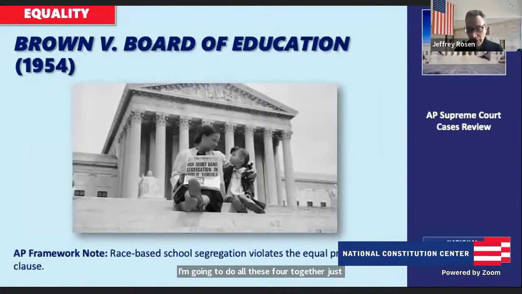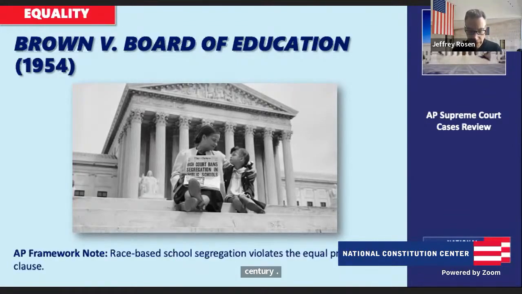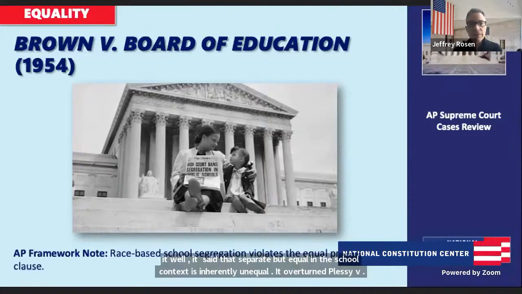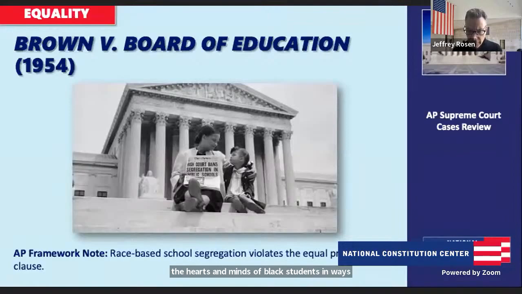Okay, Brown, perhaps the most important case of the 20th century. You know it well. It said that separate but equal in the school context is inherently unequal. It overturns Plessy v. Ferguson, which had held the opposite, and holds that because segregation is likely to affect the hearts and minds of Black students in ways unlikely ever to be undone, it violates the Equal Protection Clause, period. And Brown was unanimous. That's Brown. It's a shining example of a case that everyone agrees was correctly decided, liberal, conservative, and everyone in between. And it's considered one of the court's finest moments.